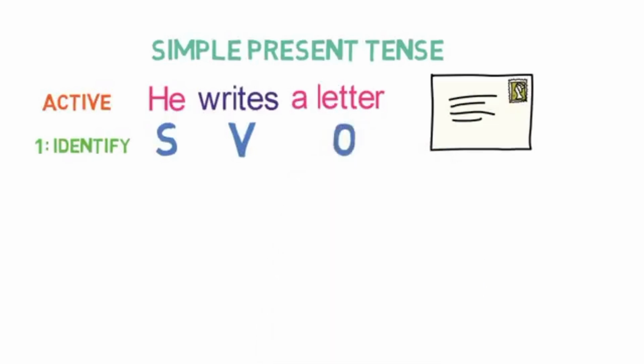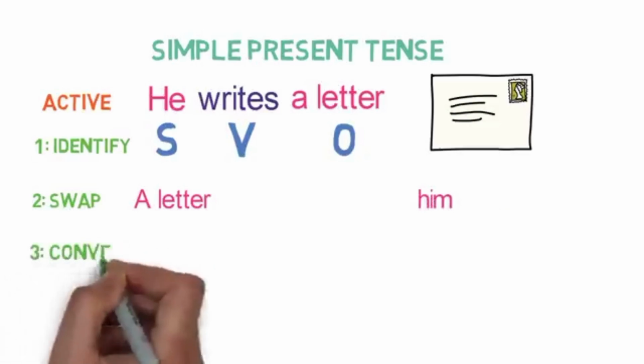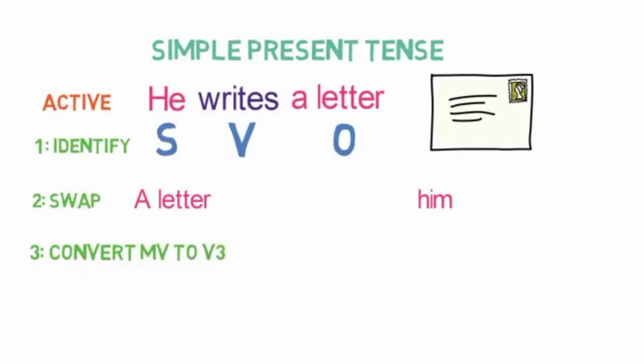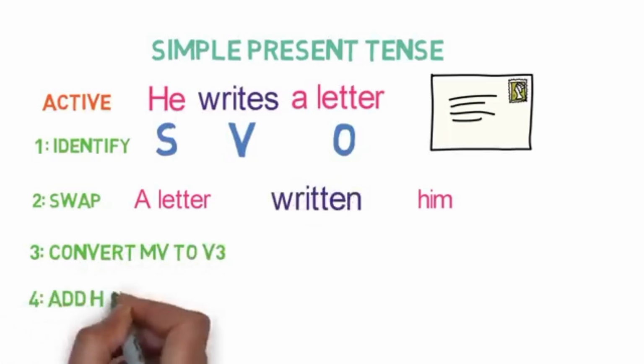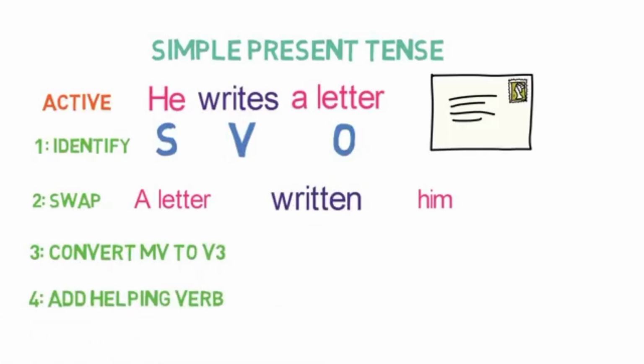Now that we have identified the subject, object and verb, let's move to the next step. Second, swap. Now, we need to swap object to subject and subject to object. So, a letter will come at the first place and he will be turned into him and positioned last where the object was. In step 3, we need to convert the main verb to the third form. So, it will be written. In step 4, we need to add a helping verb. So, it will be is written as it is simple present tense. Now, if you read the sentence, it is a letter written him.